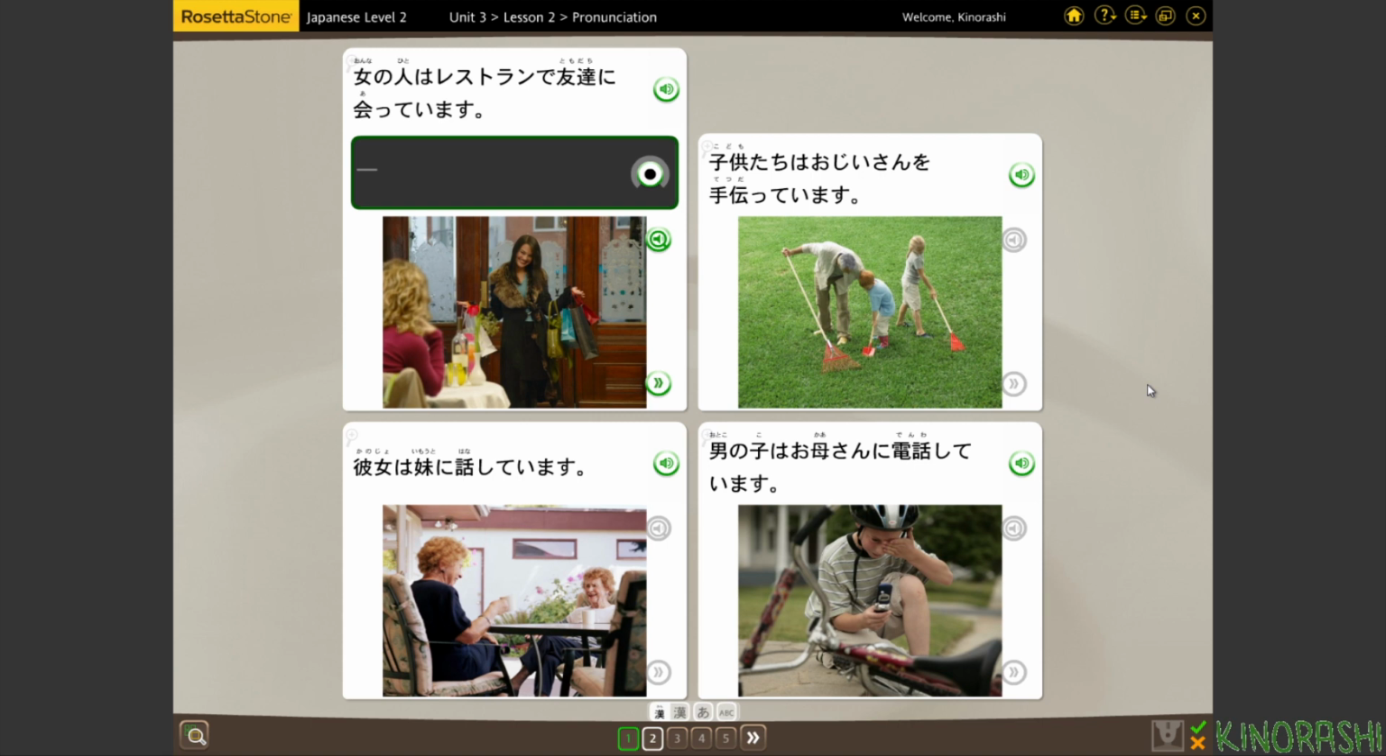Ate. I'm guessing that means meat? Let's find out. It's been a while since I've studied these. Ate. Meat. Yes.